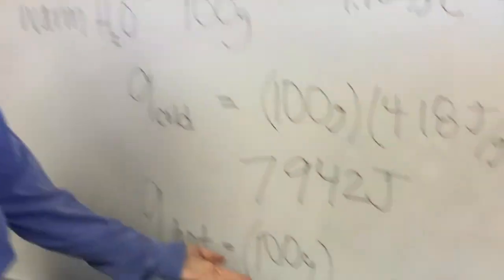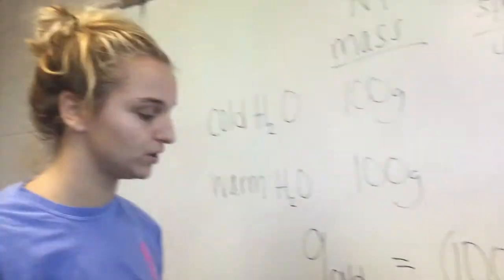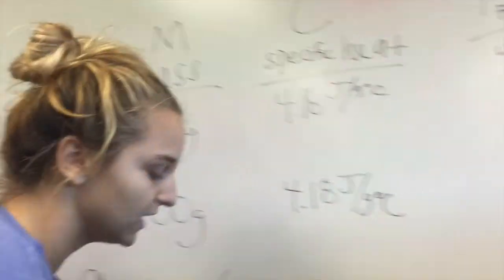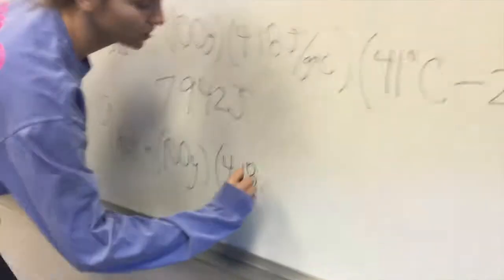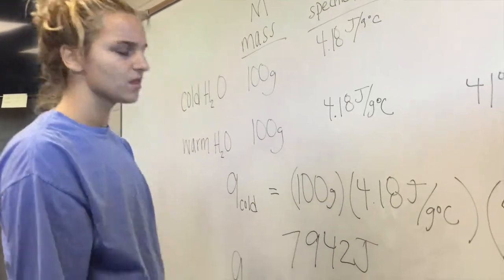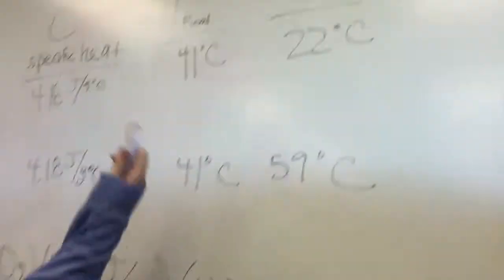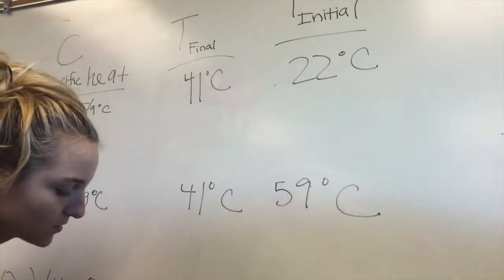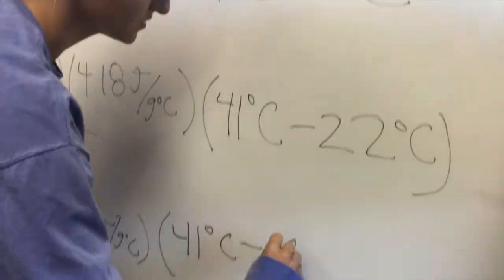And we have the 100 grams, which is the M in Q equals MC delta T. Now we will multiply the 100 grams by the specific heat, which is 4.18 joules per gram degree Celsius. That's a given. You don't need to calculate it. But next we'll calculate the delta T, which is the T final, which is 41 degrees Celsius, minus the T initial, which is 59 degrees Celsius.